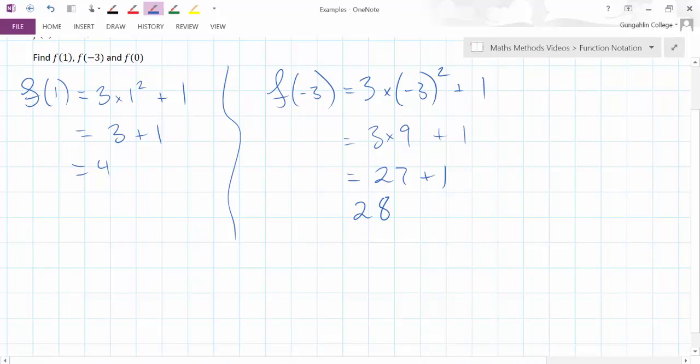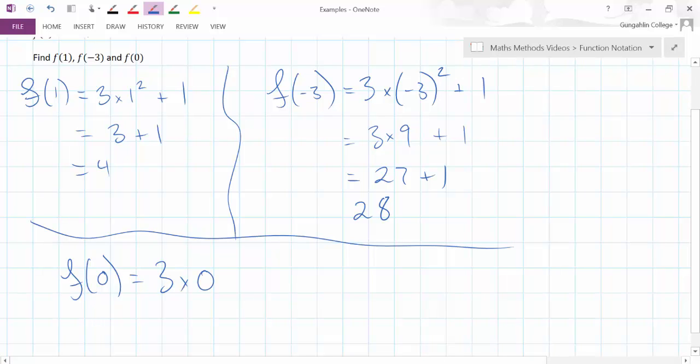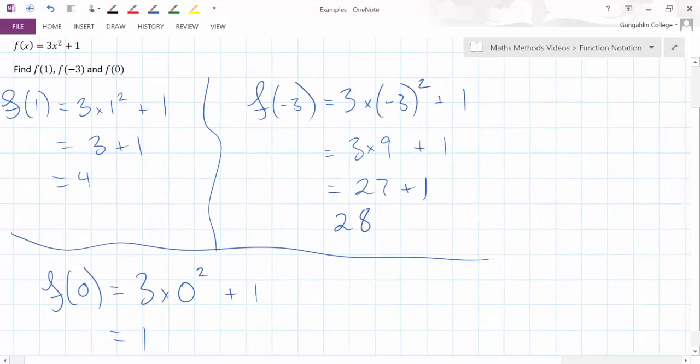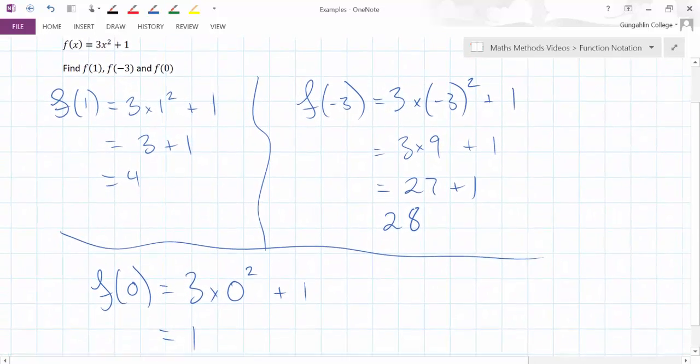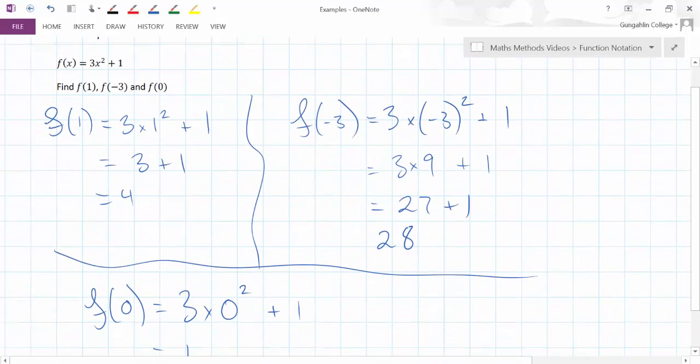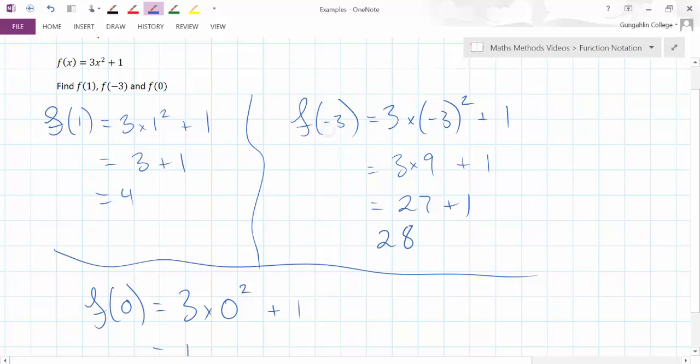And finally, if I want to work out f of 0, I get 3 times 0 squared plus 1. 3 times 0 squared is still 0. This is going to be 1. So this is kind of the most basic thing you would use function notation for. It just makes showing substitution a really quick and easy process.